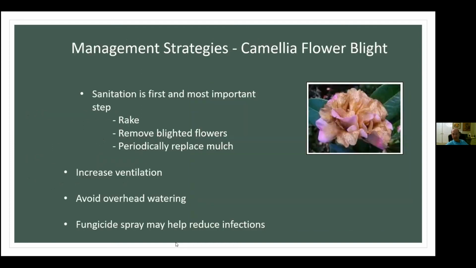Sanitation is the first and most important step in controlling the spread of the disease. Rake up all fallen blossoms from under the plants and remove any blighted flowers that remain on the plant to reduce the spore development in the following year. Remove and replace mulch under the plants periodically. Fresh mulch will prevent spore release. Other cultural controls, such as increasing ventilation and avoiding overhead watering, should also be initiated. A fungicide spray may be used if desired to help reduce further infections.